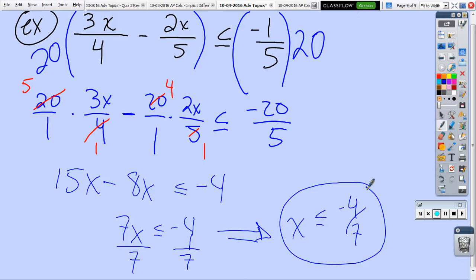And then if the question said to graph this, how would you graph this? Somewhere on this number line, you got to write -4/7. And now when we graph this, x is less than or equal to -4/7. So is it a filled in circle or an open circle? It's filled in because it can be equal to it, and it's less than or equal to.